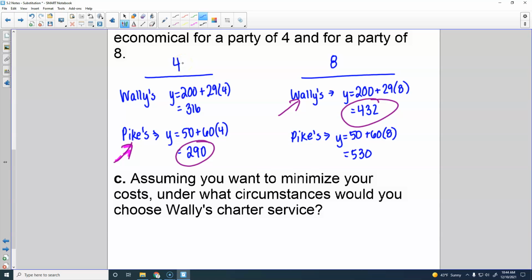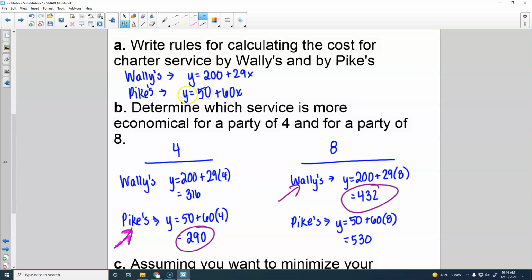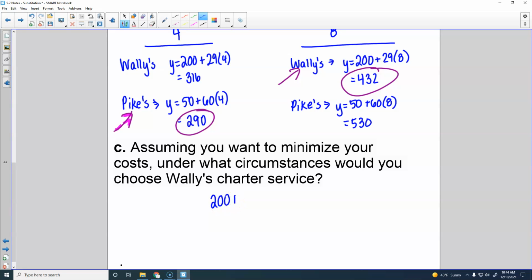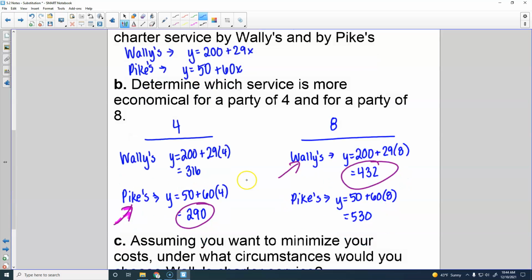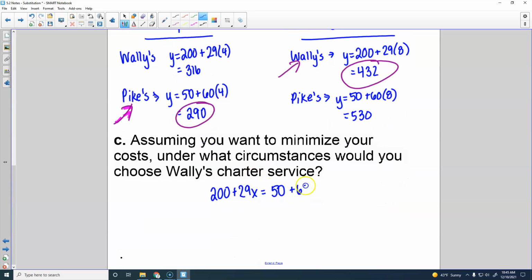All right, so assuming that you want to minimize your cost, under what circumstances would you choose Wally's charter service? What I want to know basically is where are they equal and when is Wally's better, above or below that number, right? If I want to know when they're equal, just like we've been doing, these are both equal to y, so we can just set them equal to each other. So we'd have 200 plus 29x equals 50 plus 60x. All right, Easton, tell me how to solve that. Perfect. Which one do you want to move? Okay, that's what I would do too. Avoid that negative. So 200 equals 50 plus 31x. Good. What would we do next, Easton?